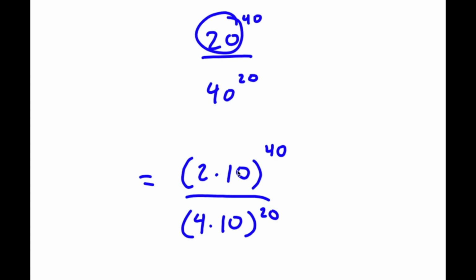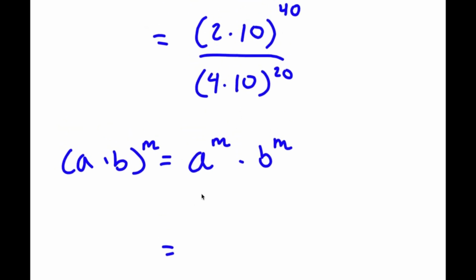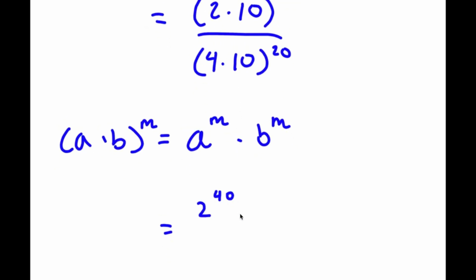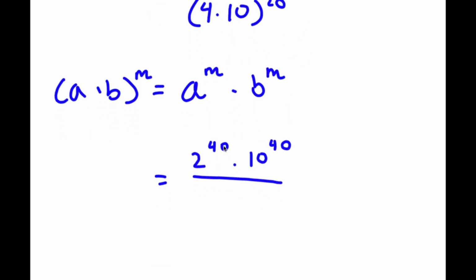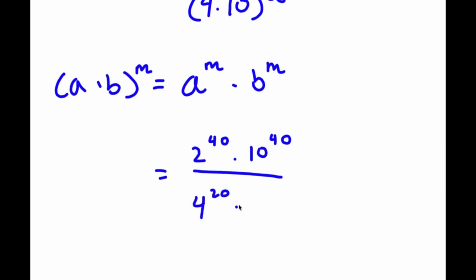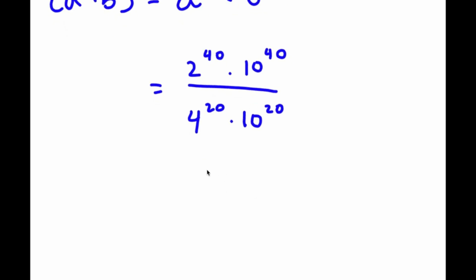So now, if I have something in the form a times b to the power of m, this is equal to a to the power of m times b to the power of m. So in this case, 2 times 10 to the power of 40, I can rewrite as 2 to the power of 40 times 10 to the power of 40. And 4 times 10 to the power of 20, I can write as 4 to the power of 20 times 10 to the power of 20. So now I have 2 to the power of 40 times 10 to the power of 40 over 4 to the power of 20 times 10 to the power of 20.